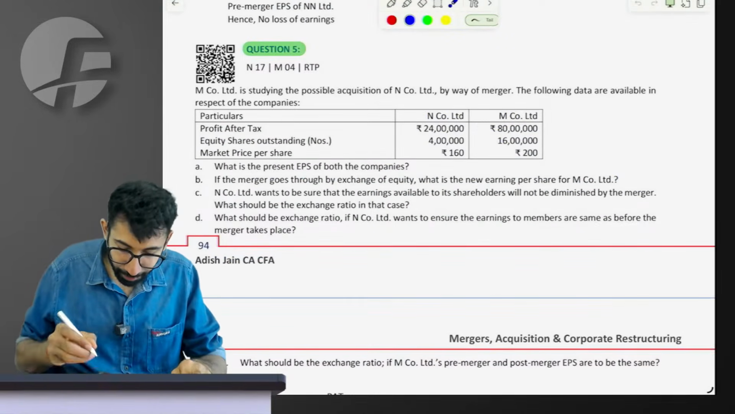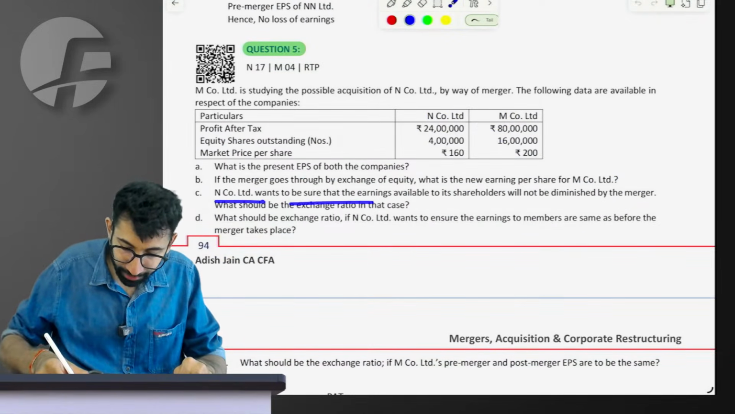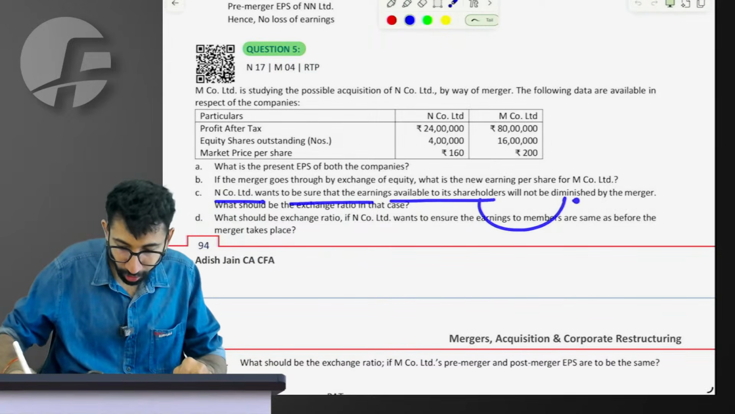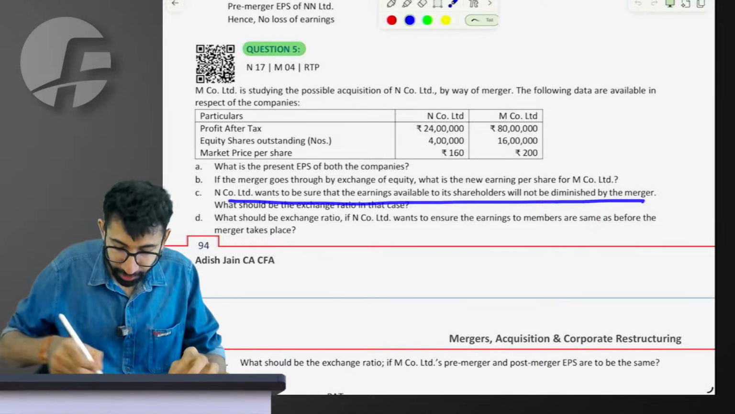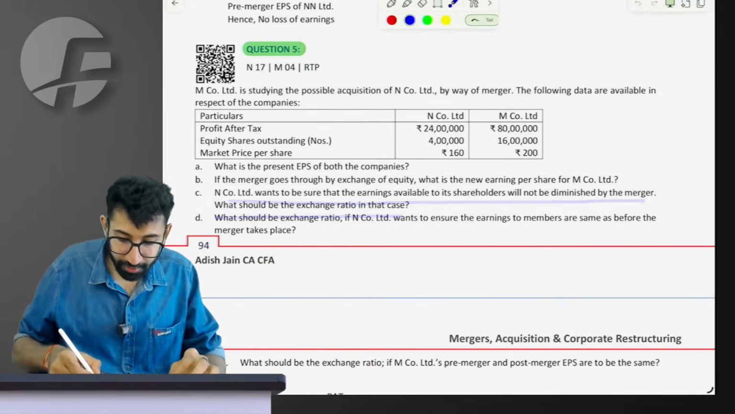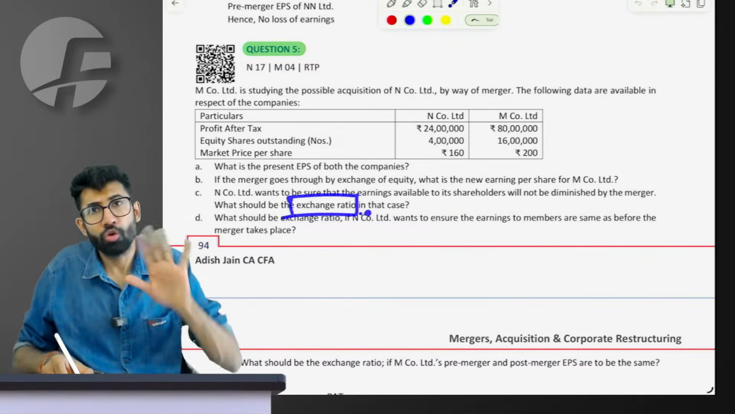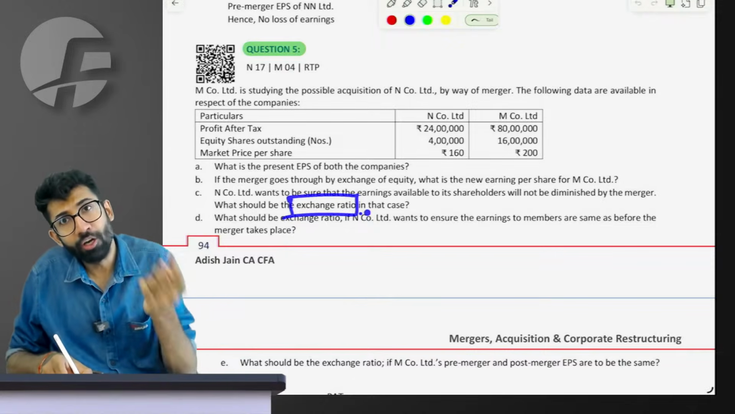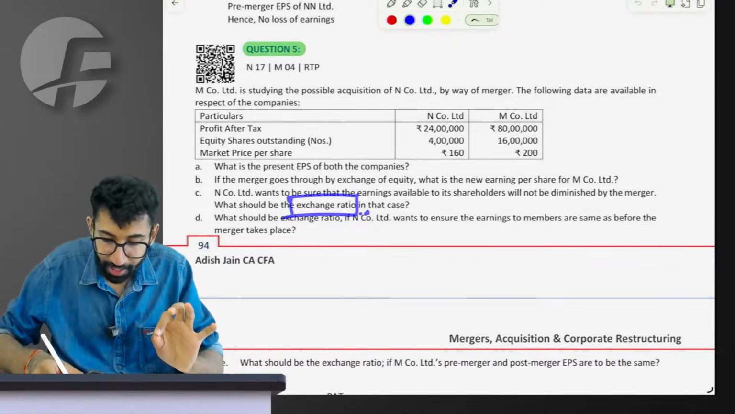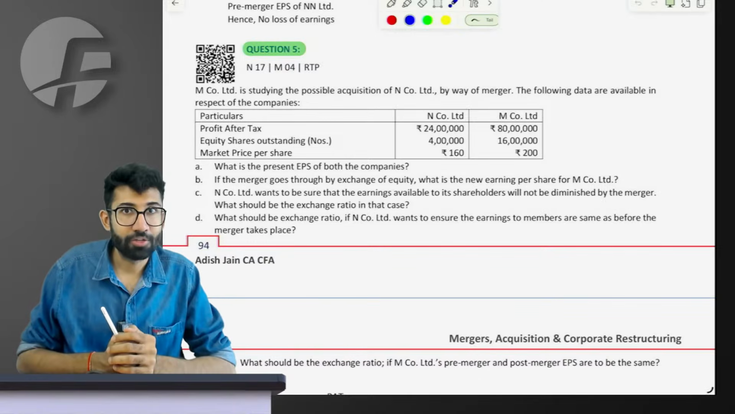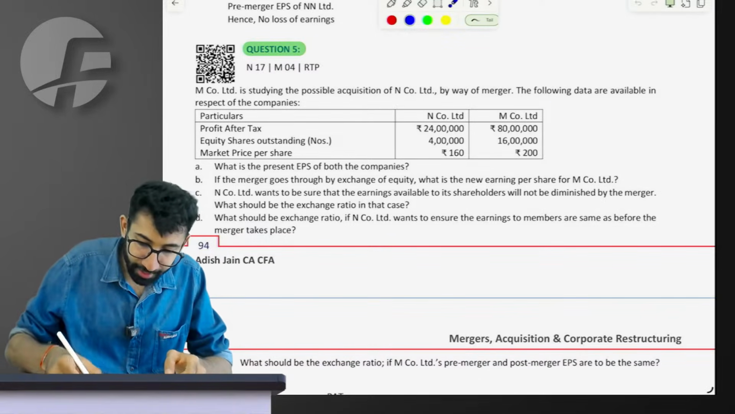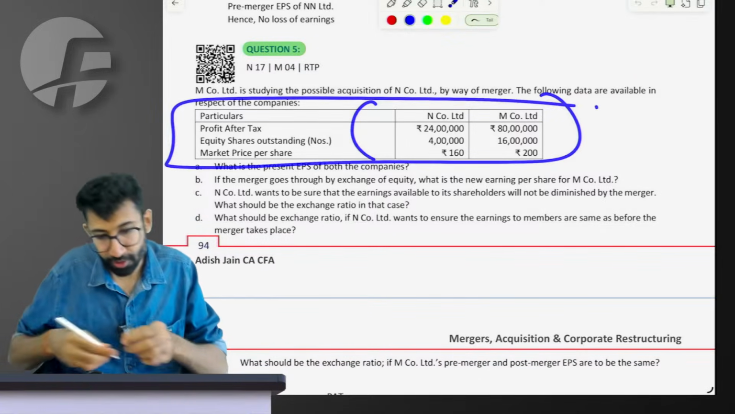Easy, sir. C part. N wants to be sure that earnings available to shareholders are not diminished by the merger. What are they saying? Earnings should not be diminished. What is the exchange ratio? Sir, they are asking for an exchange ratio, not any gain or loss. They want us to suggest an exchange ratio so that earnings are not diminished. Can you feel they are asking for a break-even exchange ratio? Can anyone in the class give me the break-even exchange ratio in this case?